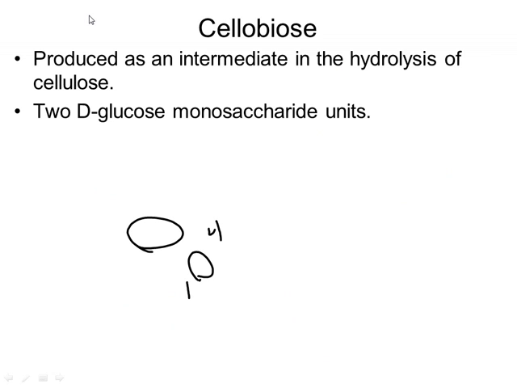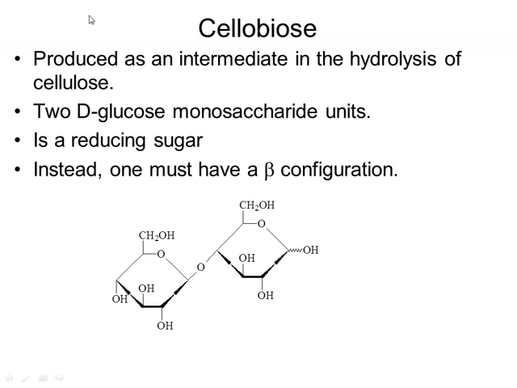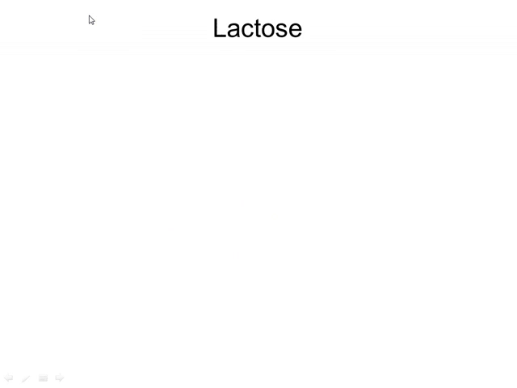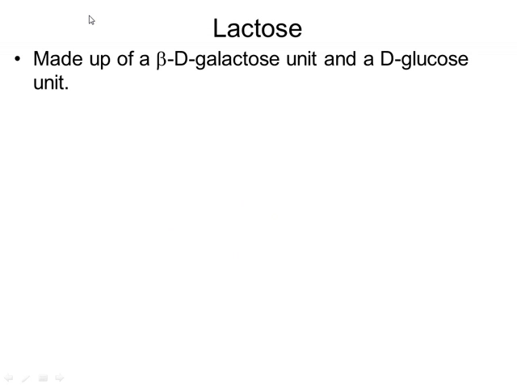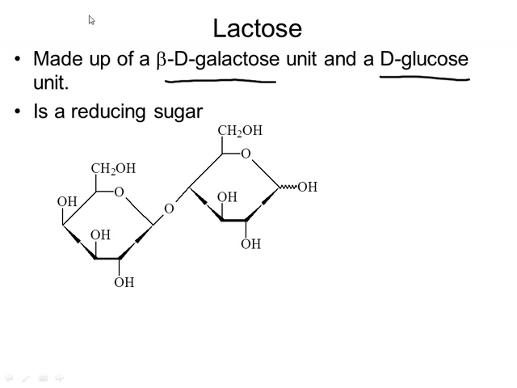So let's look at another one. You could have alpha or beta, so I just left this ambiguous. You could have alpha or beta cellobiose, and in truth, if you have a solution of cellobiose, it's in equilibrium. Lactose is a D-galactose unit and a D-glucose unit. Take a look at this and identify what kind of linkage it is. This is carbon 1, this is carbon 4, so it's 1,4.